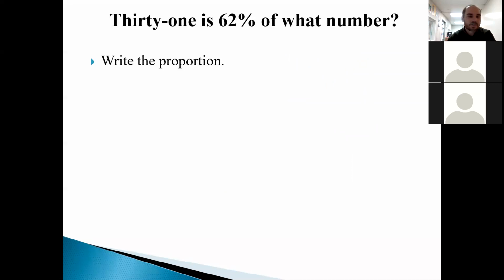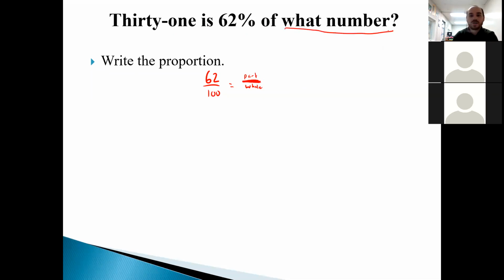So again, our first step is going to be to write the proportions. What is 62% as a fraction? 62 over 100. Now here's where this gets a little bit confusing. Our next fraction is the part over the whole. Which one of those do we know? Do we know the part or do we know the whole? Part. Yes, we just know the part because they're asking 31 is 62% of what number.